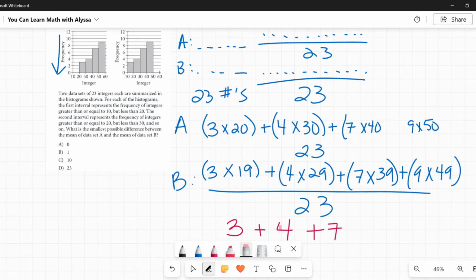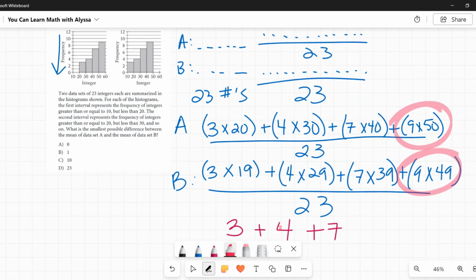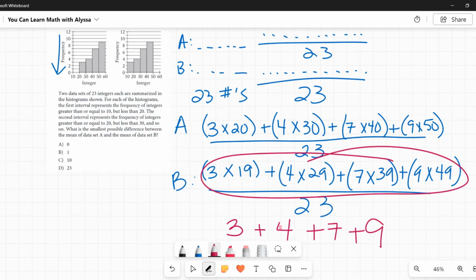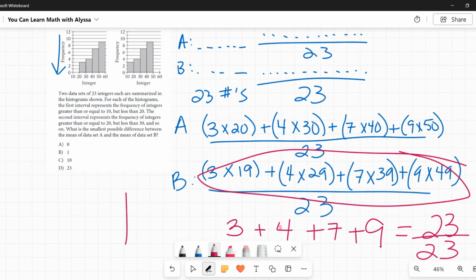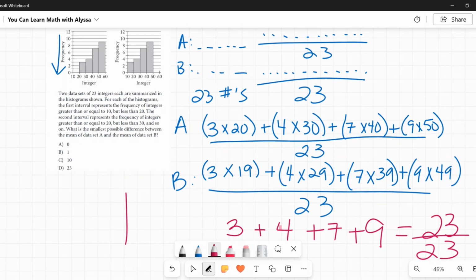And finally, we have 50 nines and 49 nines. This one has 1 fewer 9. So this number on the bottom is 3 plus 4 plus 7 plus 9 smaller. And if you add that up, you get 23. And what is 23 divided by 23? 1. So this number on the bottom is 23 smaller than this on the top. And 23 divided by 23, because we're going to divide both numbers by 23, is 1. And that's B.